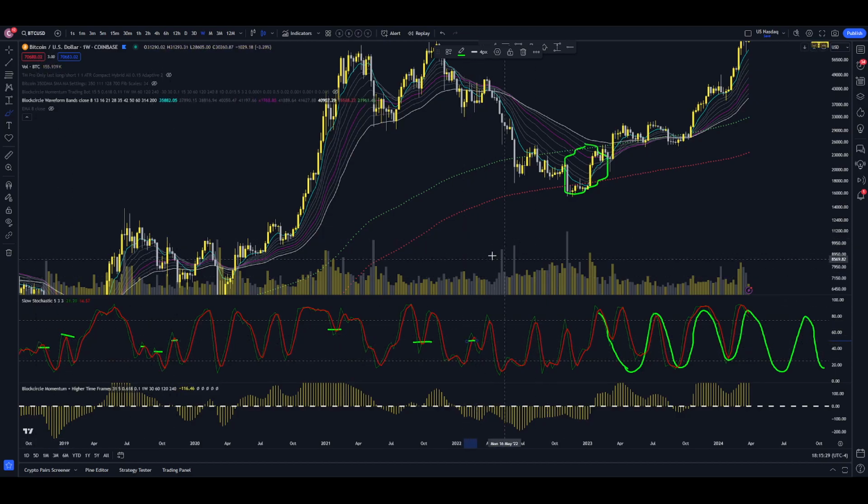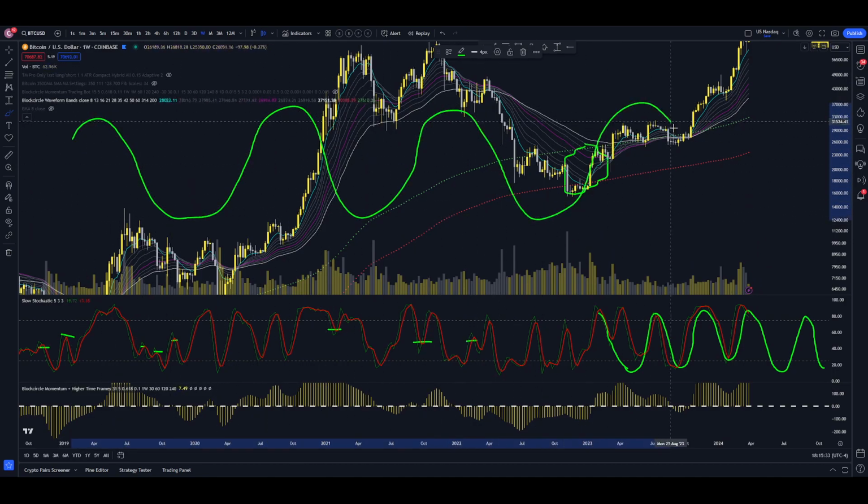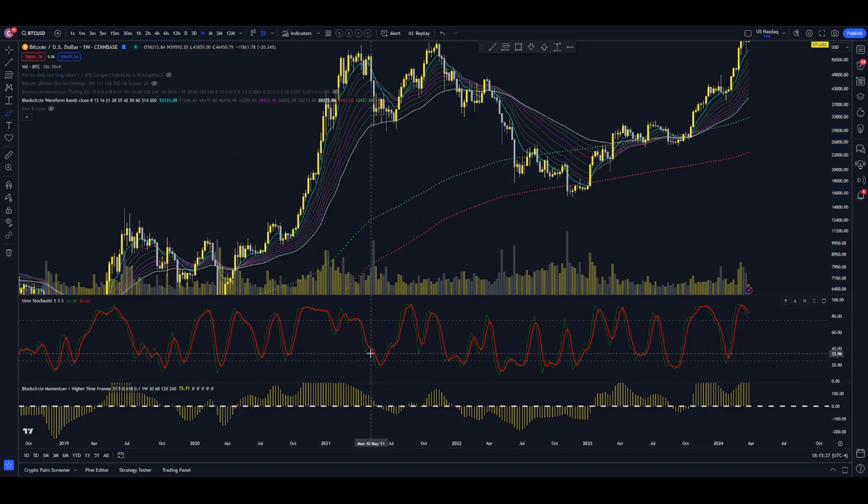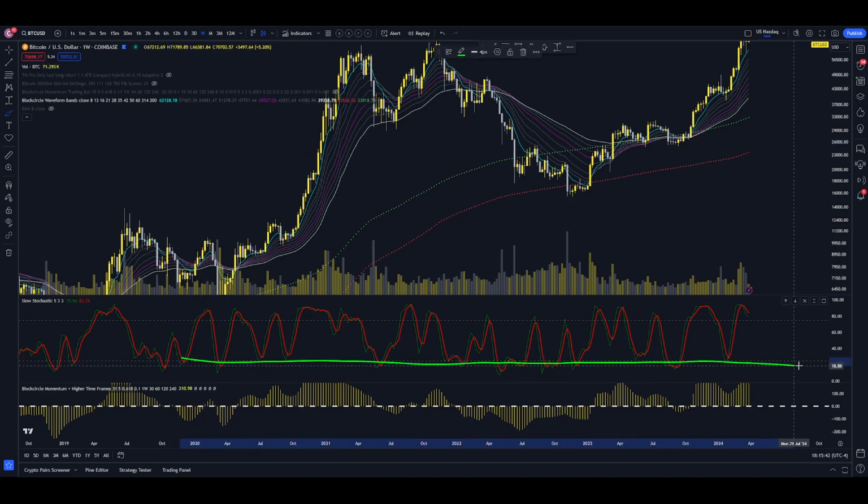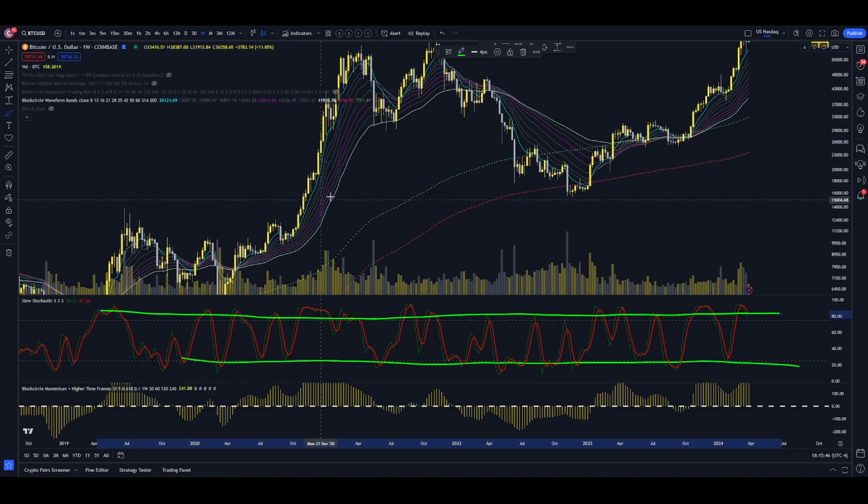So this is not some kind of cheat code where you buy here and you sell, you buy and you sell, and you buy and you sell. It's not that simple, right? We're just trying to get a better sense of timing, being a better buyer down here and a better seller up here.